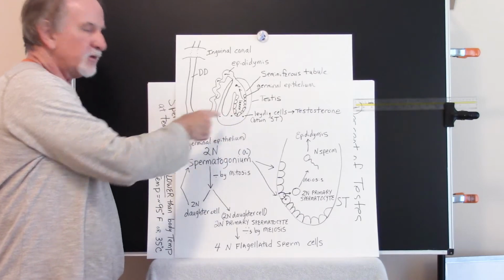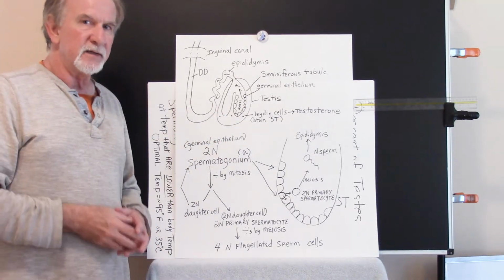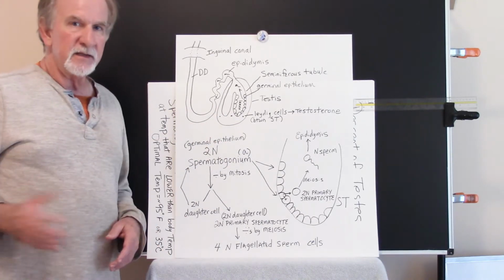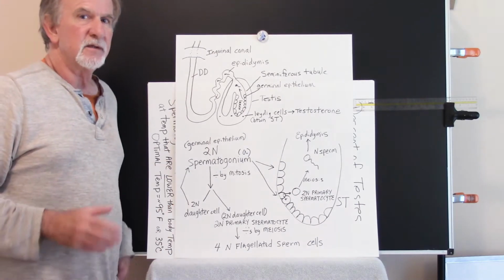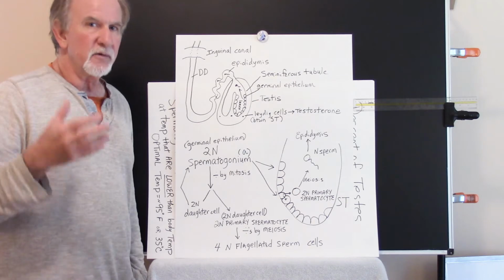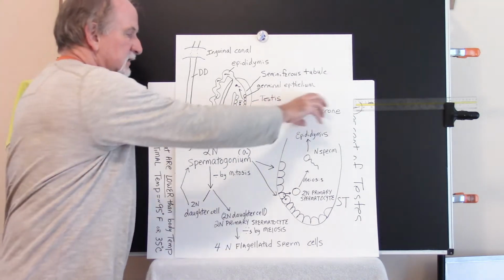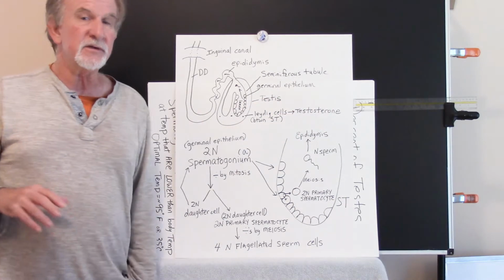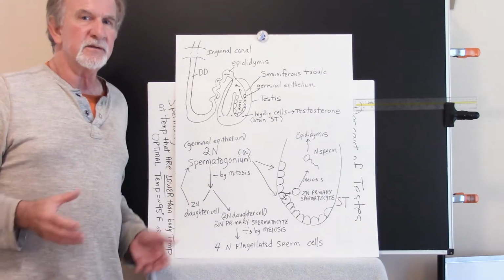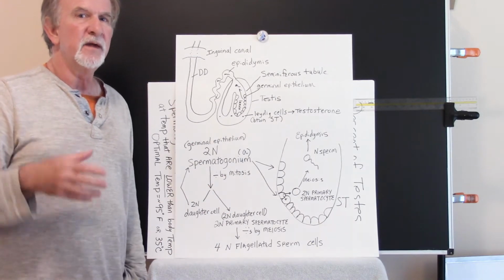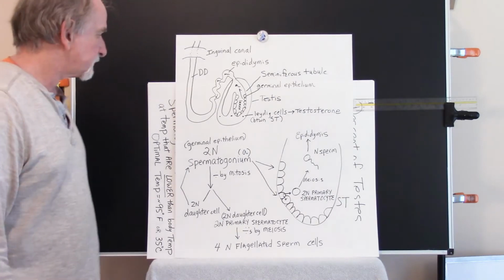Between the seminiferous tubules are the Leydig cells. And the Leydig cells are the cells within the testes that make the steroid hormone, testosterone. Testosterone is secreted from the Leydig cells into the blood, and then it circulates throughout the body and has a number of effects that I'll talk about later.